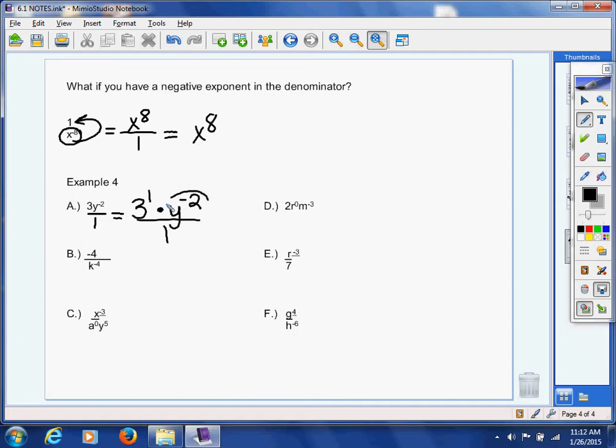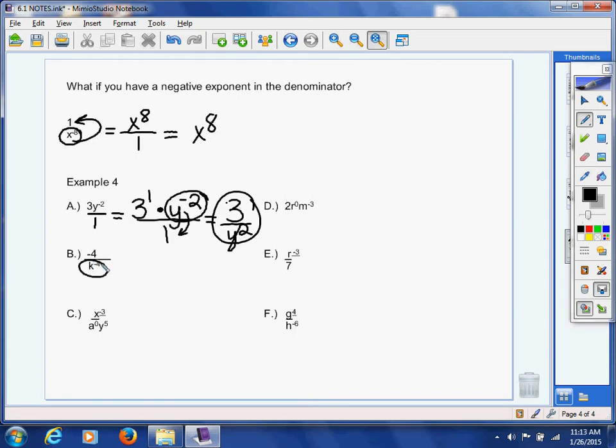So the only thing that needs to move is that y to the negative 2. And so when it's all said and done, all that remains in the numerator is that 3 to the first power, and then you're going to bump that y to the negative 2 down to the bottom, and here you go. Your simplified answer is 3 over y to the 2. Okay? Let's look at B.